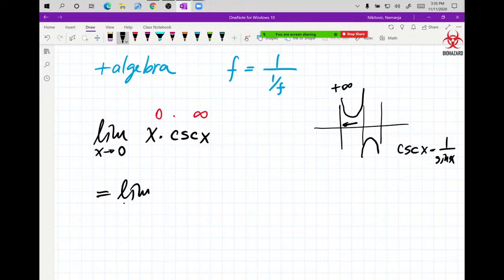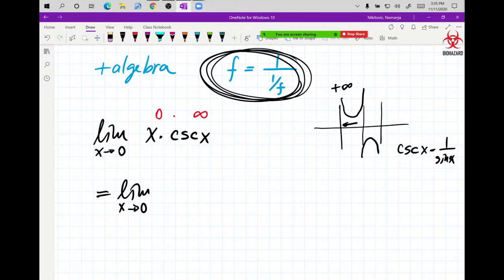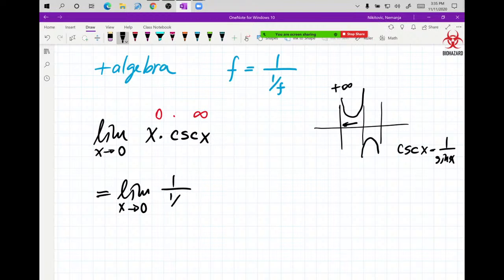So your job is to pick one of the two functions and flip that using this algebra rule of 1 over 1 over f. So if you pick your x to be that function, then you get to write 1 over x times cosecant x, which you can actually write as cosecant x divided by 1 over x. So I did not use any L'Hopital rule or calculus or anything. I just did the algebra rewrite. That's all I did.